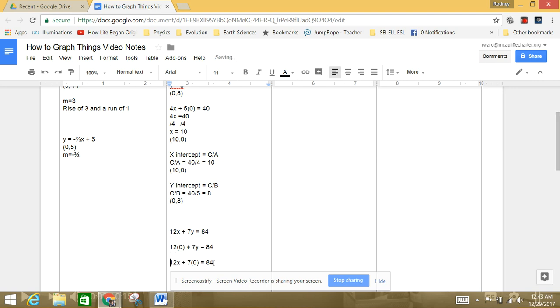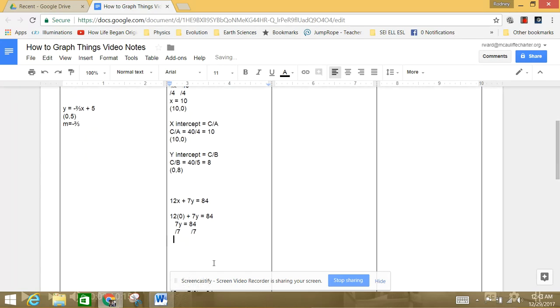In the first place, I replaced x with 0 to figure out the y-intercept. 12 times 0 is nothing, so I'm left with 7y equals 84. I have both sides 7 times too big, so I'm going to get rid of multiplication with the inverse principle by dividing by 7. Now I end up with y equals 84 divided by 7, which is 12. If you're rusty on your multiplication tables, we can talk about that. So we now have a y-intercept of 0, 12.